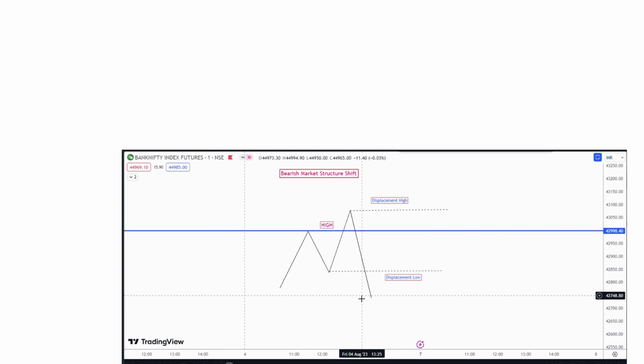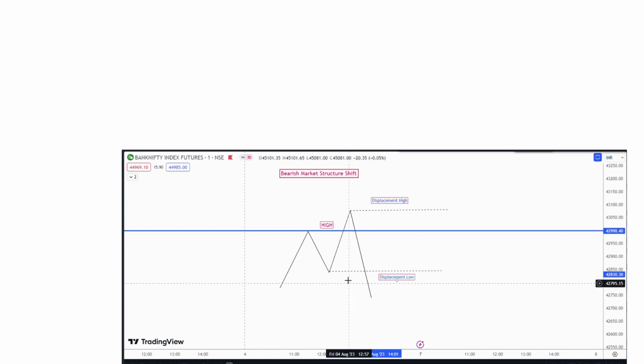Now this low that I marked here is the displacement low. This is the displacement high. Why displacement low? For a fair value gap to form, or for us to look for a fair value gap, price has to break the low and displace it. It has to displace this low, bring it lower.